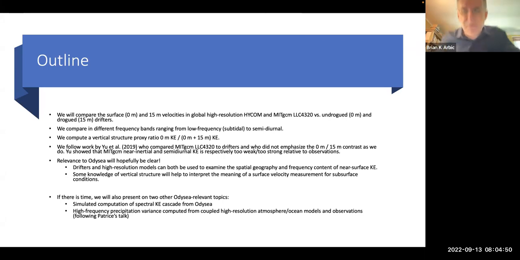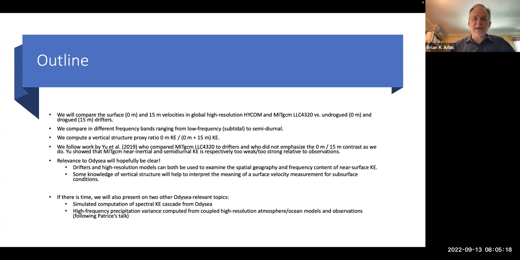And that was a major motivation for our study, because I had a feeling that HYCOM would lie closer to the drifter observations in those bands. But as you'll see, we have more results than just that. So hopefully the relevance to Odyssey will be clear. Drifters and high resolution models can both be used to examine spatial geography and, in different bands, the frequency content of the near surface KE.